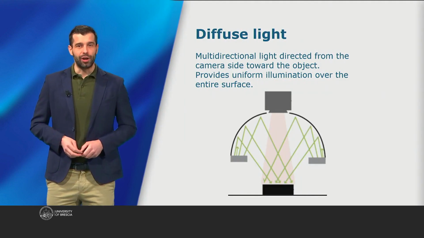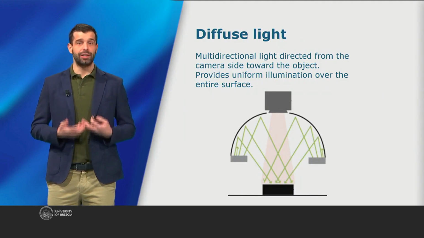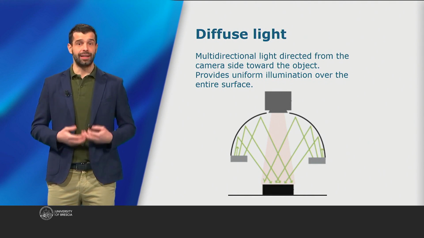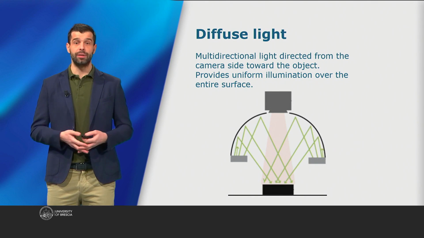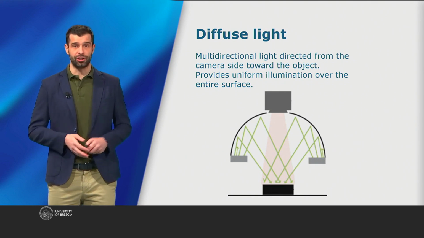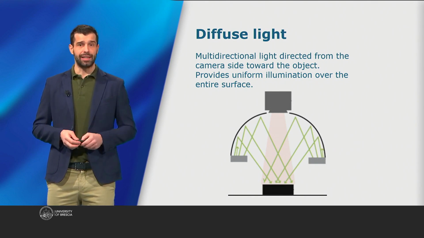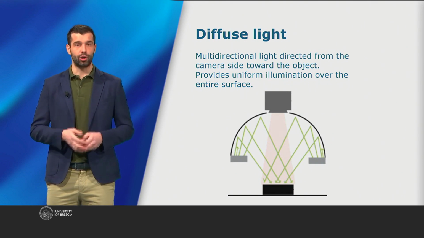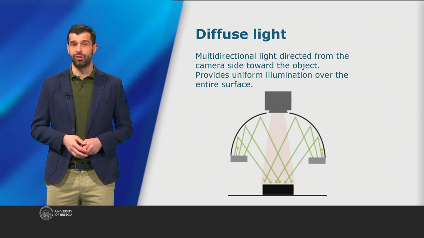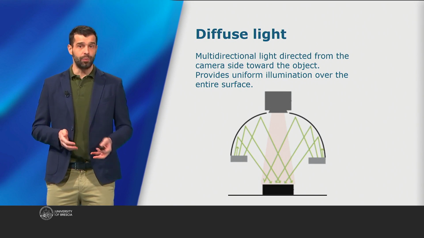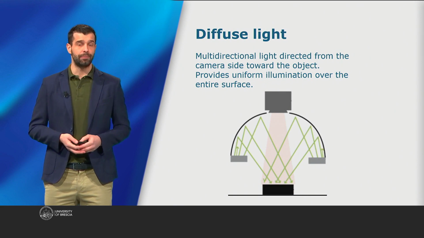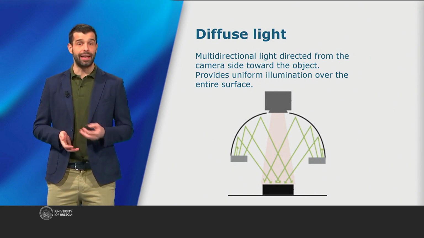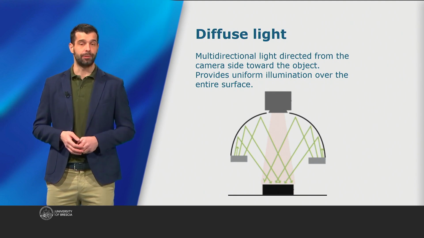In diffuse lighting, on the contrary, the light is directed toward the object and not toward the camera. In this case, the light is multidirectional, so it hits the object from many directions. This type of light is the most common. In fact, all the ceiling lights you have at home use diffuse lighting. Why is it common? Because usually, this type of lighting always provides a good compromise in terms of contrast, even if it might not be the ideal solution.